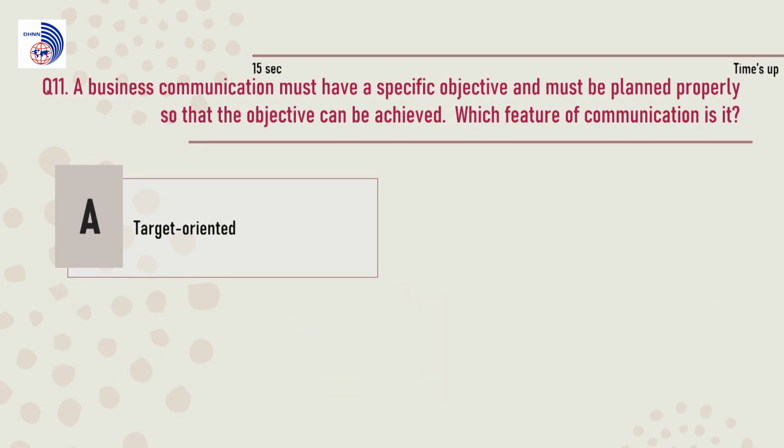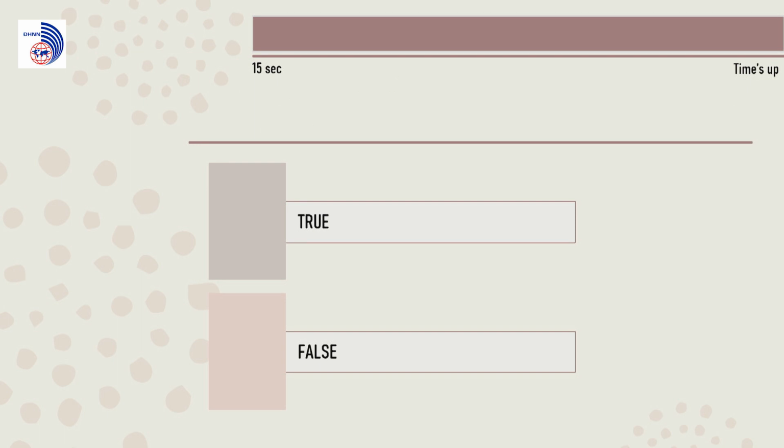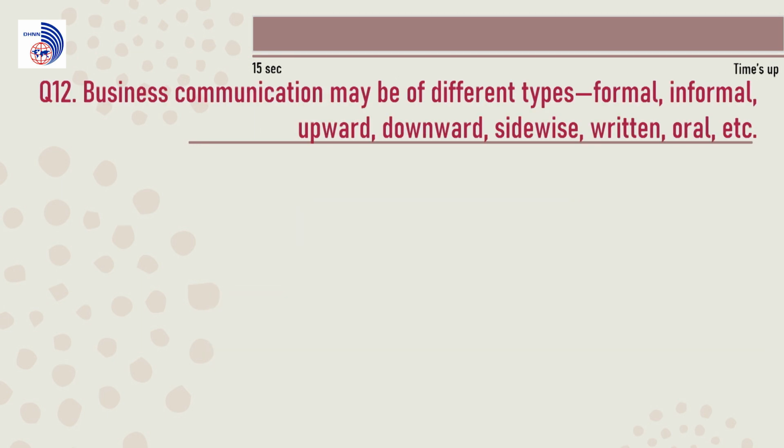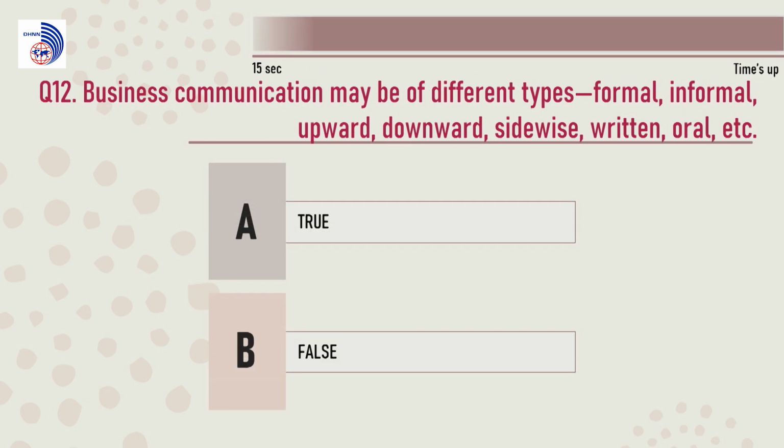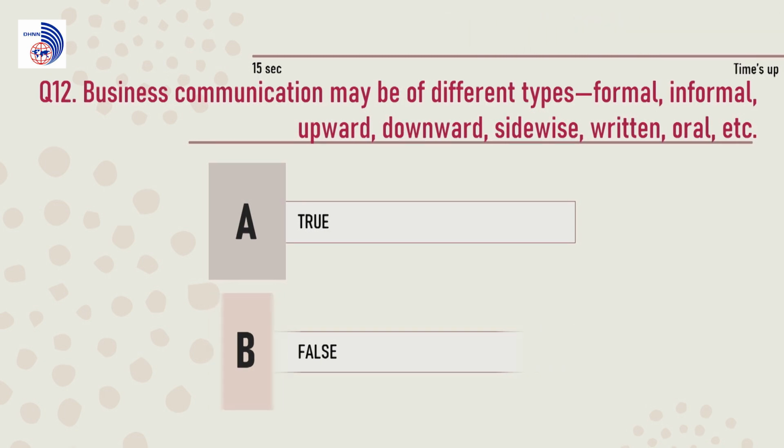And the last question, business communication may be of different types: formal communication, informal communication, upward communication, downward communication, sidewise, written, oral, etc. Is that true or false? 15 seconds is there now for the last trial, and your correct answer was true. So that is the end of the quiz. Thank you very much for doing the quiz.